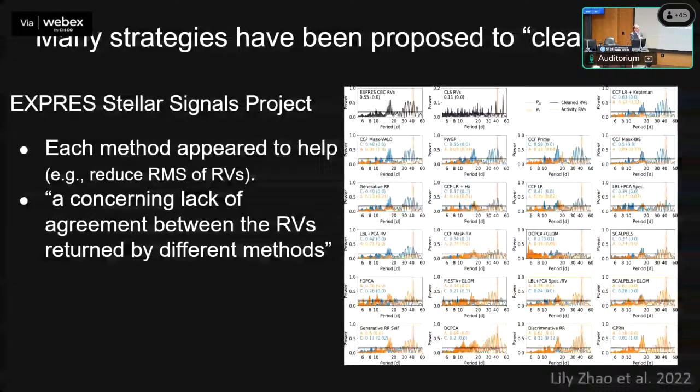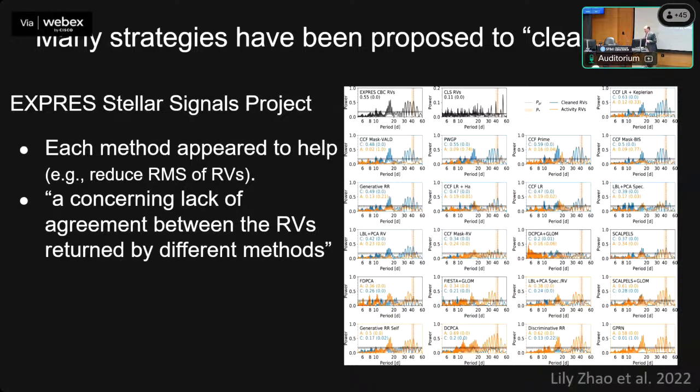Astronomers are a clever bunch. They try lots of great ideas, and this project led by Li Zhao, the Express Solar Signals Project, provided some nice Express data sets. Express is one of the new generation of instruments at the Discovery Channel Telescope on several stars, and they had different groups try to analyze the data.